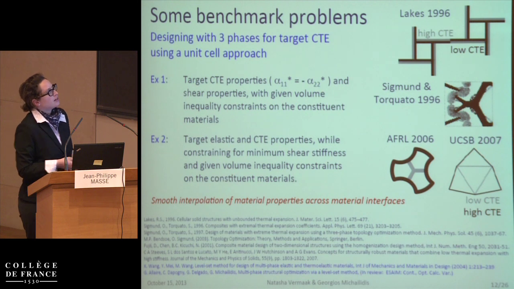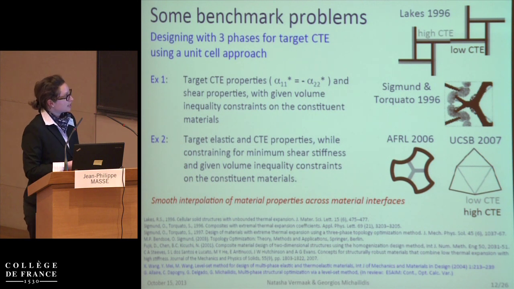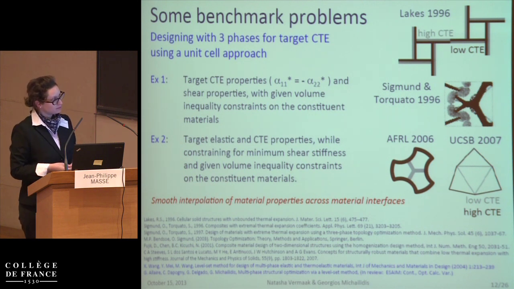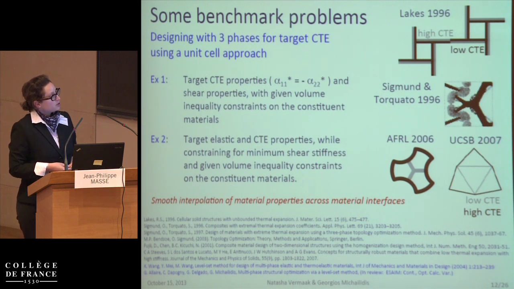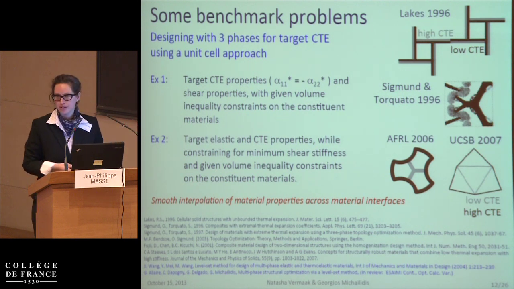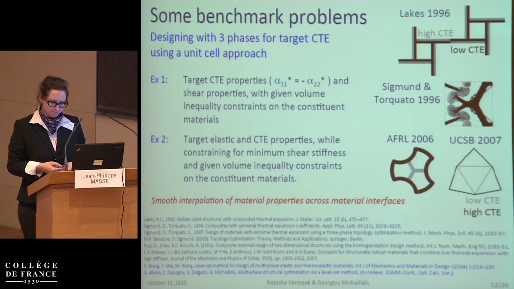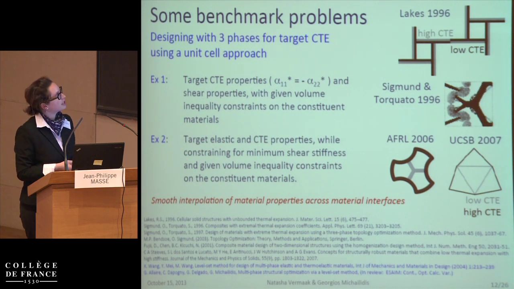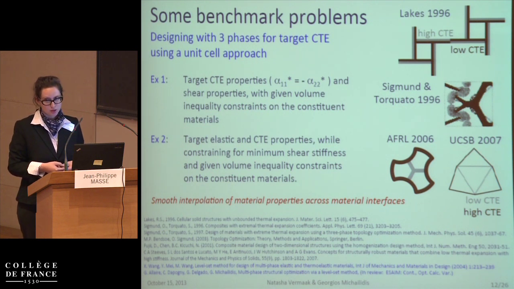But we're going to focus on examples in low CTE, high stiffness space that were previously investigated also by the level set method by Wang. However, their formulation has recently been corrected by Allaire et al. And because of that correction, we won't be able to show exact comparisons with the literature, but we will show you our first results. And there's 2 examples that we're focusing on. So again, we're targeting low CTE properties and shear properties with given volume inequality constraints now with 2 materials and space.